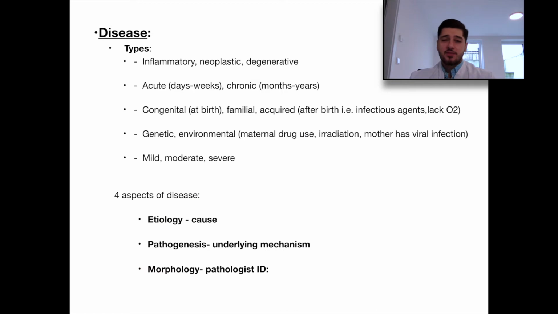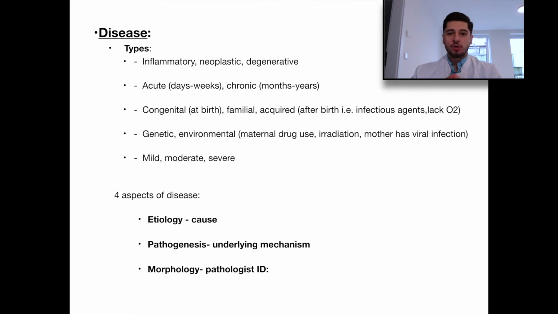And for disease, you have a couple of types. First type is inflammatory, neoplastic, and degenerative. Acute is days or weeks. Chronic is months until years. This is important to know because if you have an acute or chronic gastritis, you treat it differently.